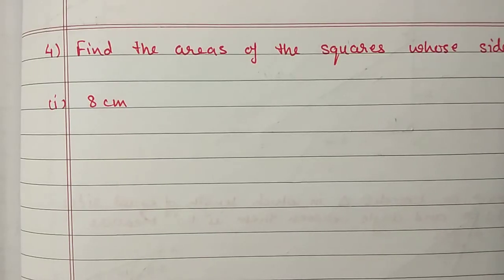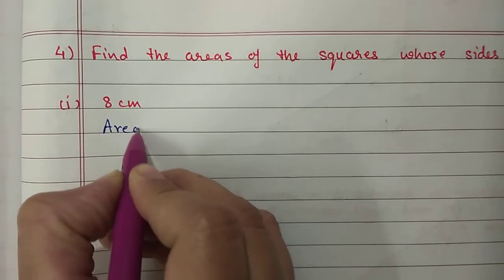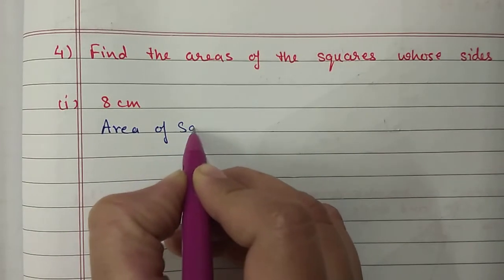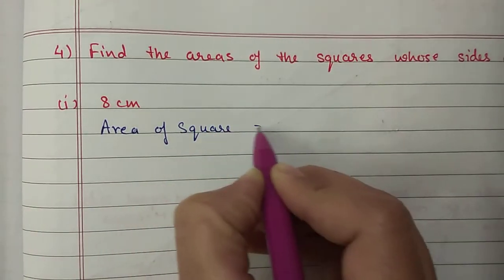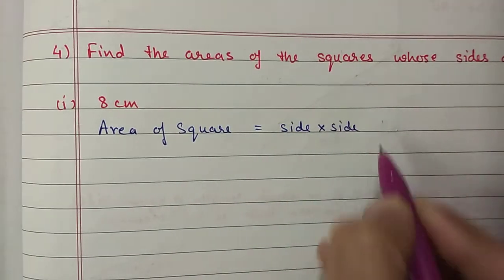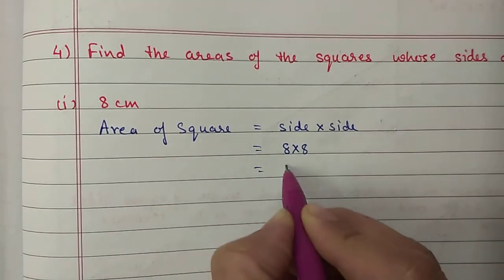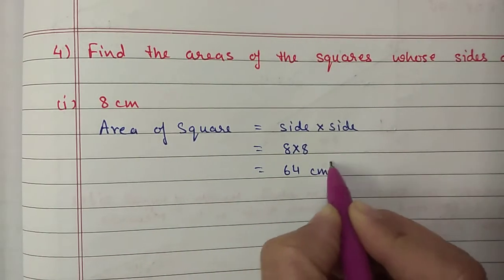Next, question number 4: find the area of the square whose sides are 8 centimeter. So the area of a square formula is side into side, because length and breadth will be the same for a square. So 8 into 8, it will become 64 centimeter square.